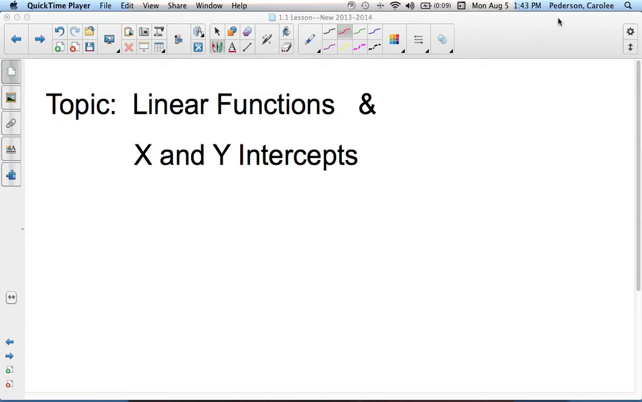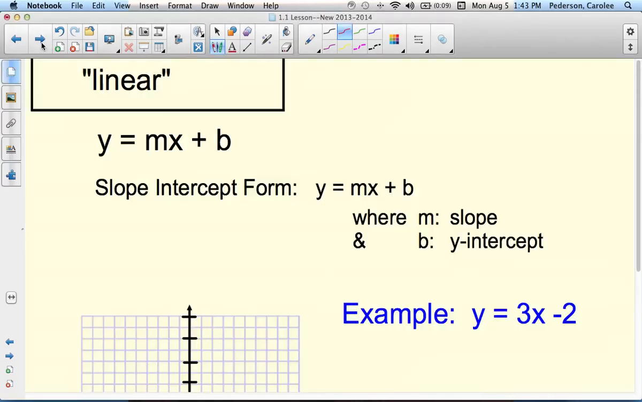The topics in this video are linear functions, an introduction to linear functions, and finding the x and y-intercepts on a linear function. This first example introduces the slope-intercept form of an equation. Remember, y equals mx plus b. The m represents your slope, and the b represents your y-intercept.